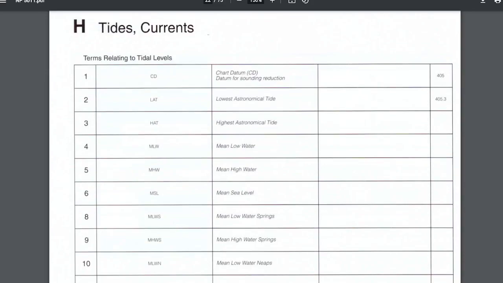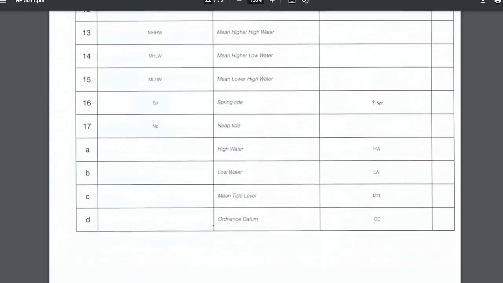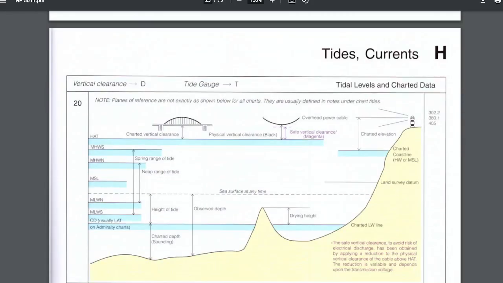Tides. All the symbols related to tides. All the meanings, terms relating to tidal levels. Chart datum, lowest astronomical tide, highest astronomical tide, mean low water, mean high water, mean low water spring, mean high water spring. You need to be pretty conversant with these terminologies for the tidal calculations. The highest of the springs is called mean high water spring, the lowest is called mean low water spring, and you can read about it with respect to the moon's position and how it is happening. Tides and currents, these heights.